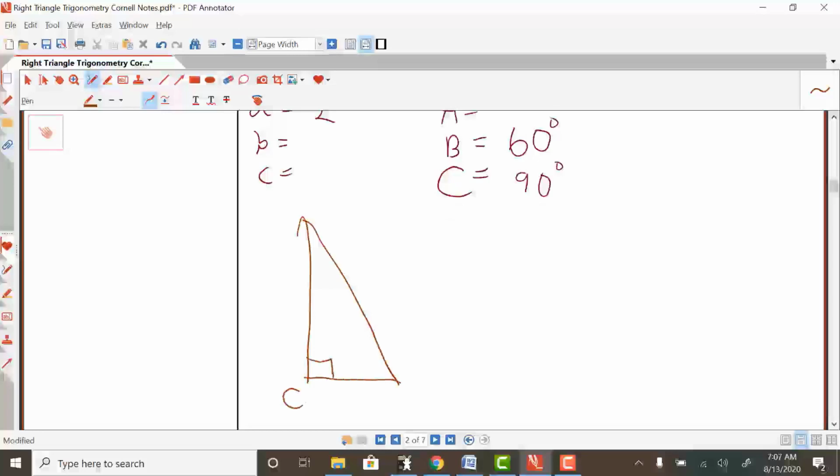Here's big C, it's 90 degrees. Here's big B, which is 60. Here's A. Boy, that's sloppy. Let's see, this is going to be little b. This is going to be little a, which is 2. And this is little c.